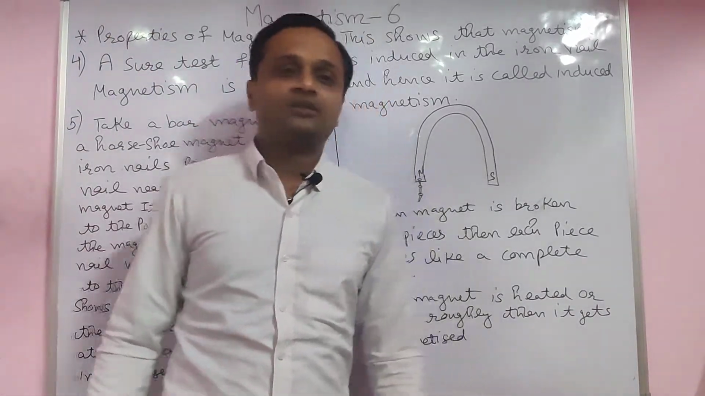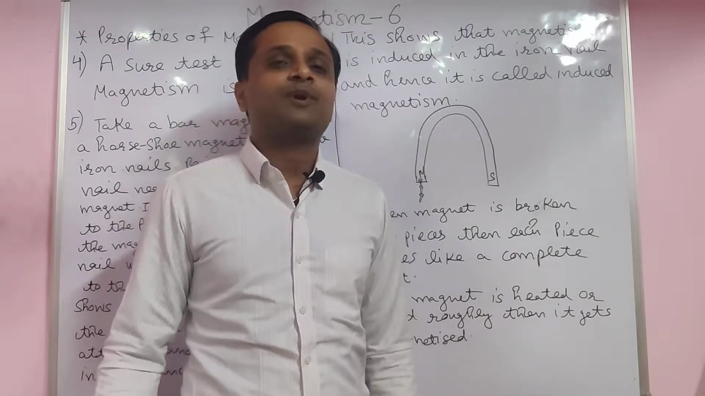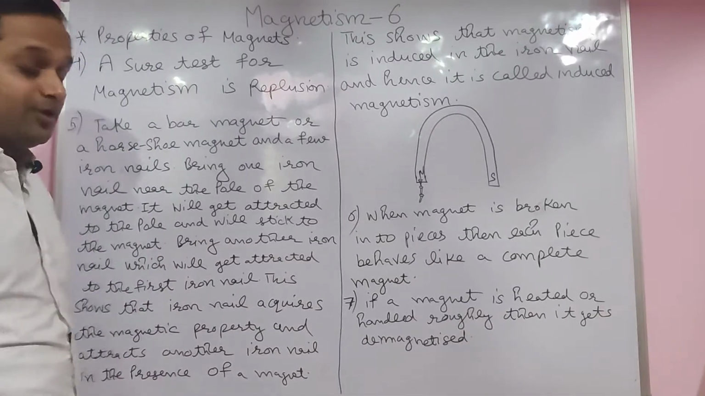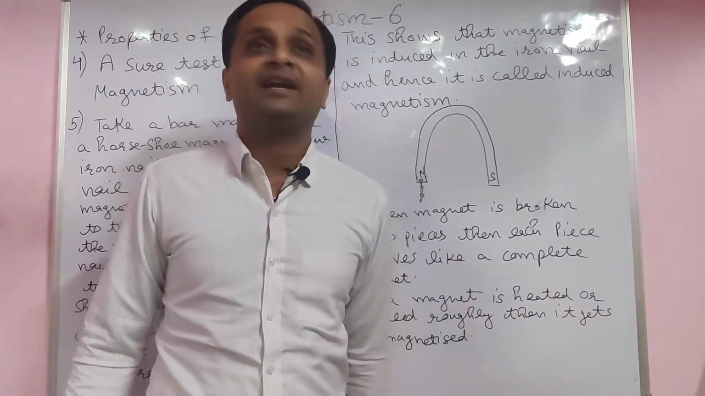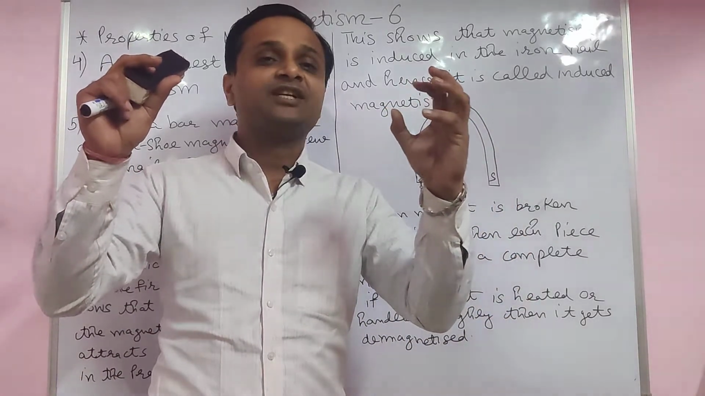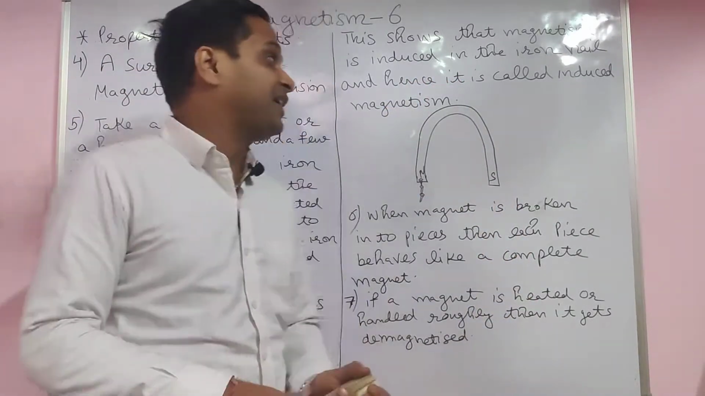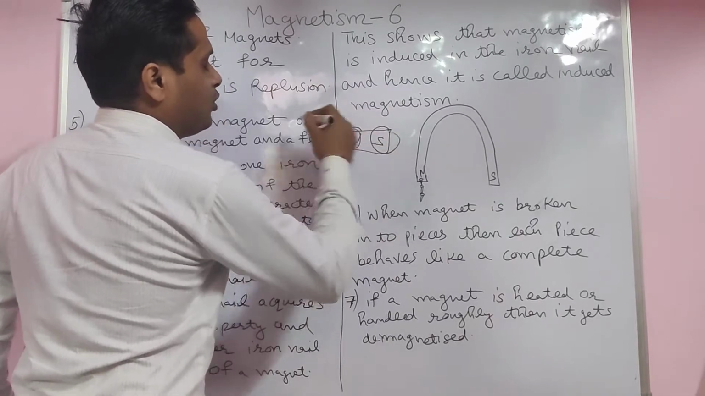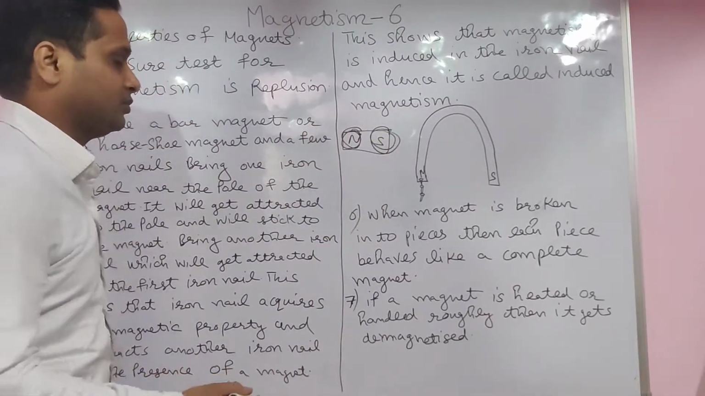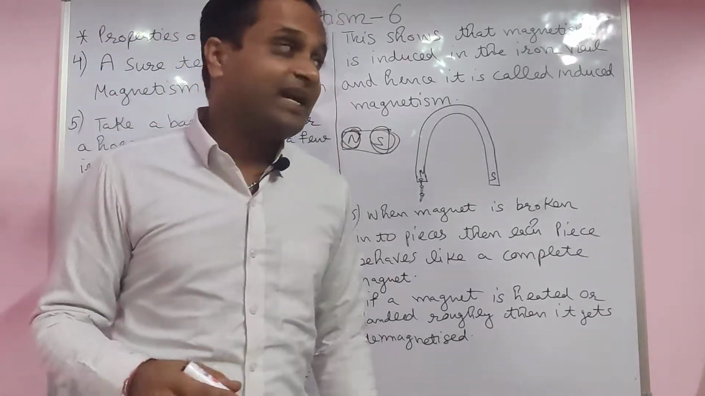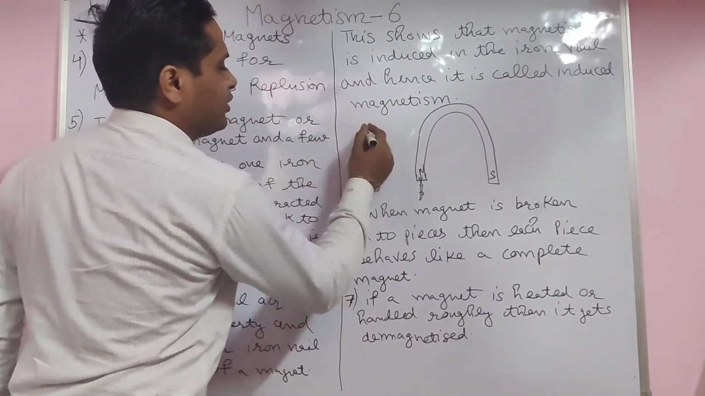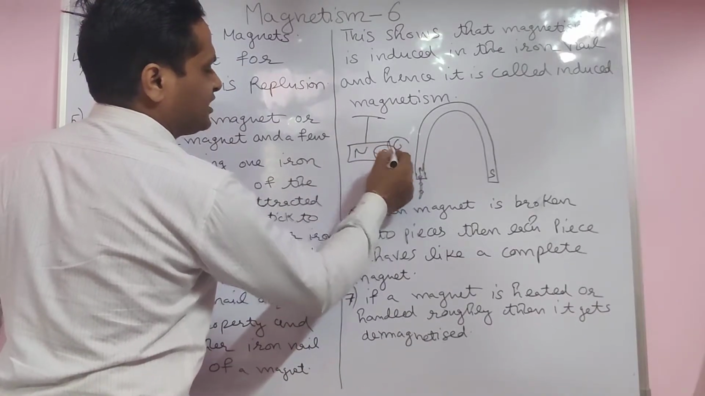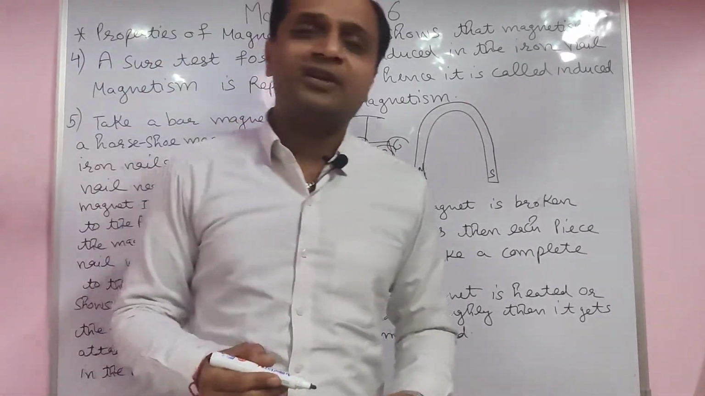Good morning, students. In the last lecture, I already discussed the properties of a magnet. Now, some other properties of magnets. The first property: near the poles, the attraction or repulsion, the magnetic effect, is more. Students, for example, this is a magnet. Near the pole, the magnetism is more. Second, the directive property: when you hang the magnet, the south points toward the geographic south and the north toward the geographic north.